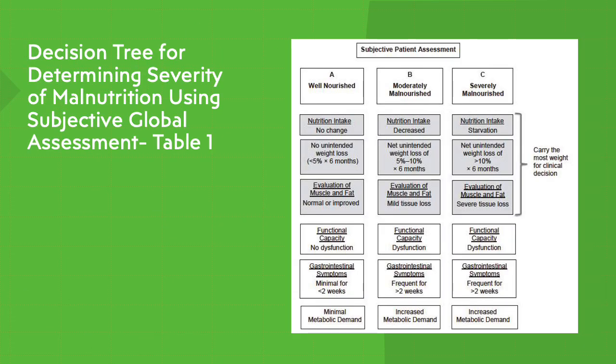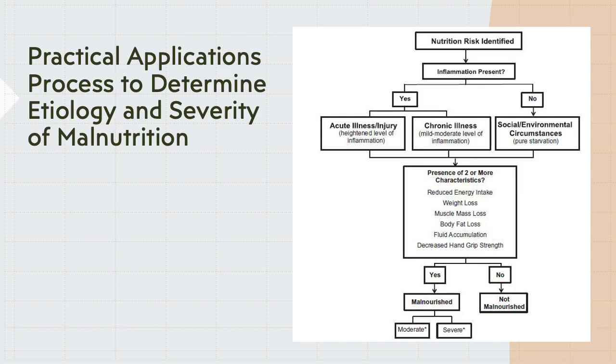Here's a decision tree for determining severity of malnutrition using the subjective global assessment. Chapter 1 goes into detail about nutrition assessment and diagnosing malnutrition. This should be somewhat of a review for you, but if not, be sure to read this. Again, the proper diagnosis of malnutrition is really important. Please refer to Chapter 1 and the information that I'm about to go over so you can properly determine the type of malnutrition your patient may be experiencing.